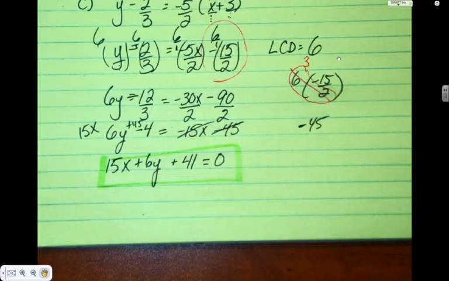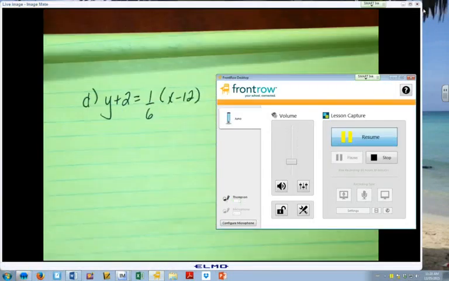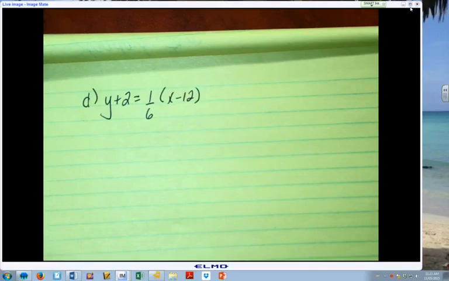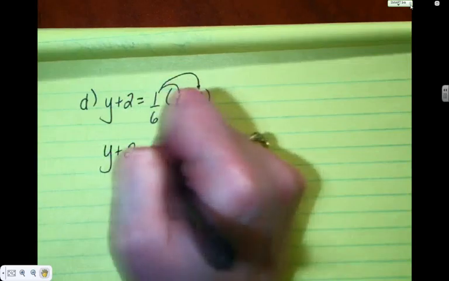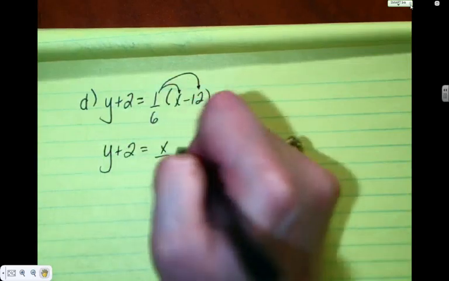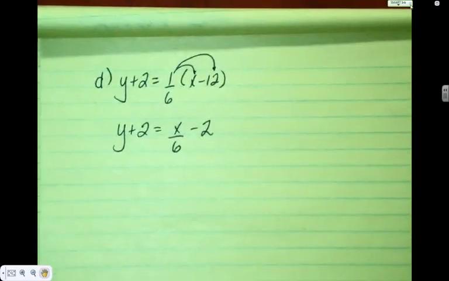Find someone who looks smart. Do D together. I'll give you a couple minutes, then we'll talk. I'm going to slowly start working through it.